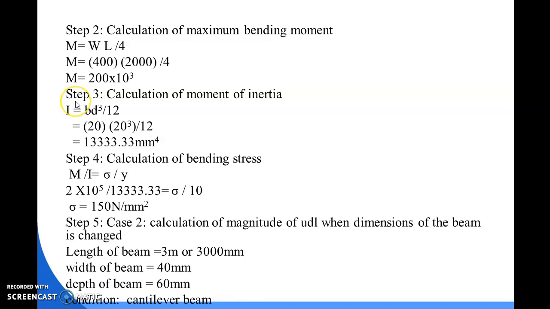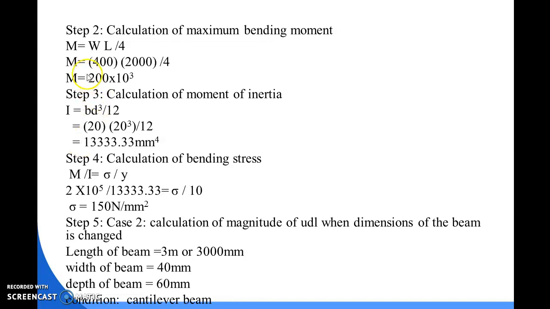So now we can find out the value of moment of inertia in step 3. As we know that it is a rectangular section, the formula will be BD cube by 12. So B value is 20 and D value is 20. Hence 20 into 20 to the power cube divided by 12, by which we will get the value of moment of inertia as 13333.33 mm4.